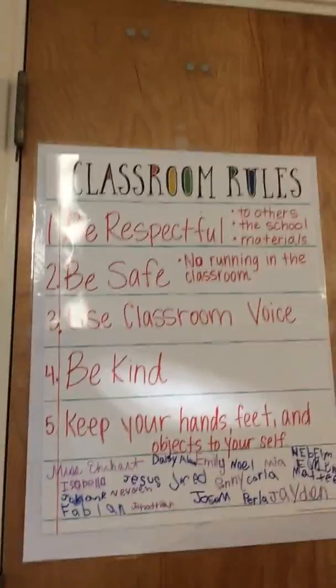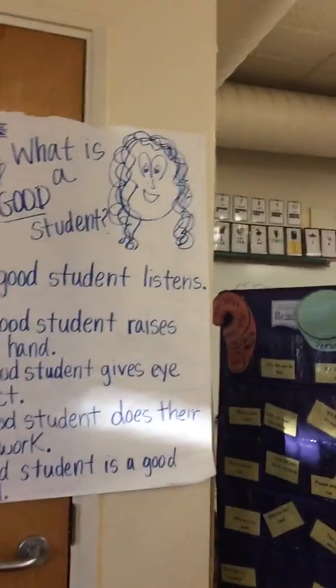Our class expectations were talked about during the first week of school. Together we came up with 5 class rules, and we all signed it. So that's right here. And then we also talked about what is a good student, and we came up with these ideas together as a class. And all of these signs are hung the whole entire year as a reminder to the students about how their behavior is and should be.